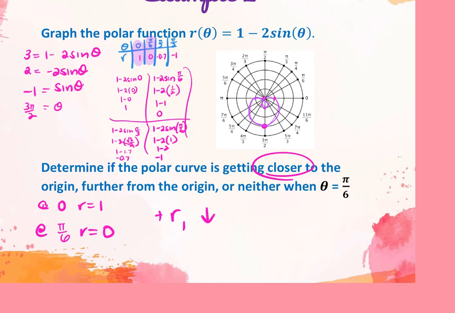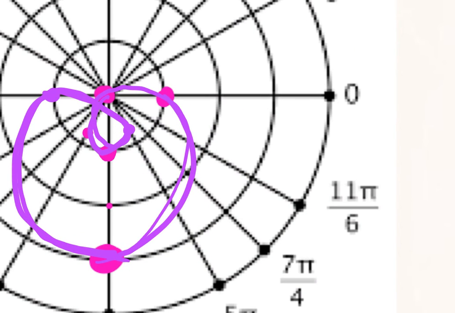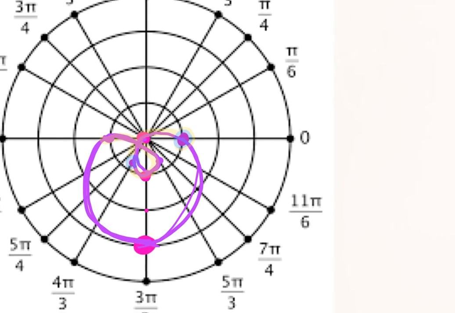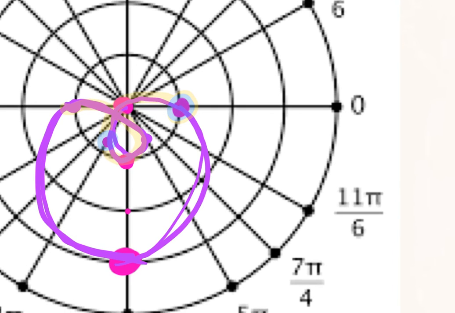Why is it decreasing? Because we're going 1 to 0. So you go from the point before, which at 0 was at 1. If you actually graph this on your calculator, you'll see it start here at 0, and you'll see it move in this direction. So if I just compare here to here, that's my pi over 6, then the distance from those points to the center are decreasing.